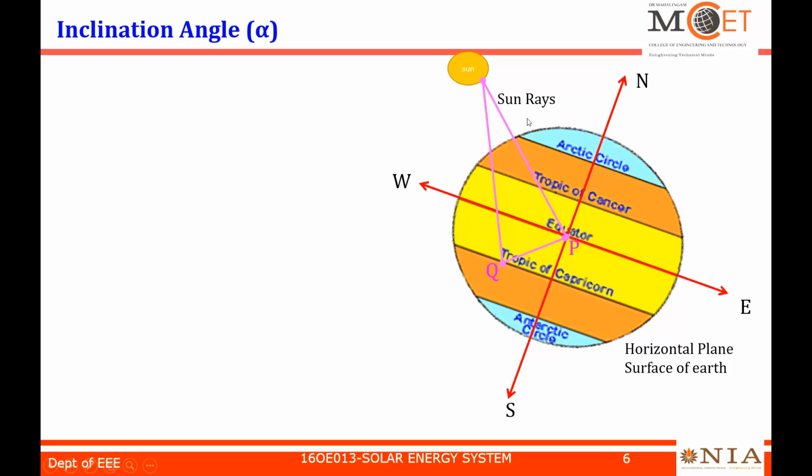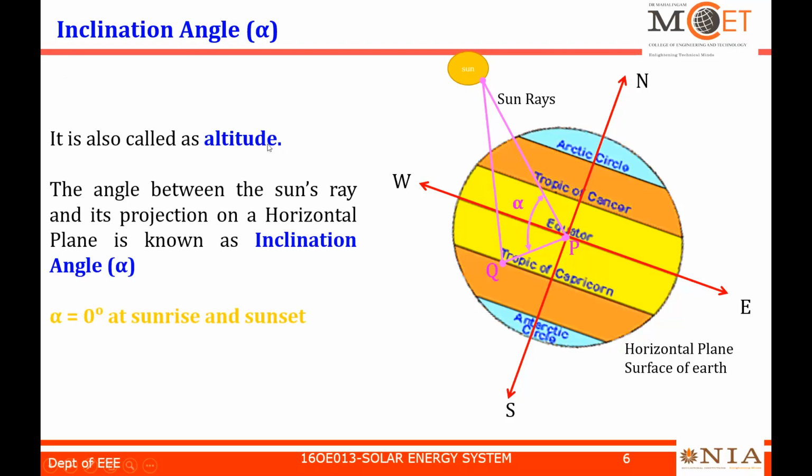Thus, the angle formed between the sun's ray and the horizontal plane is known as the angle of inclination. It is also called altitude. The angle between the sun's ray and the projection on the horizontal plane is known as the inclination angle. Alpha is equal to 0 at sunrise and sunset.